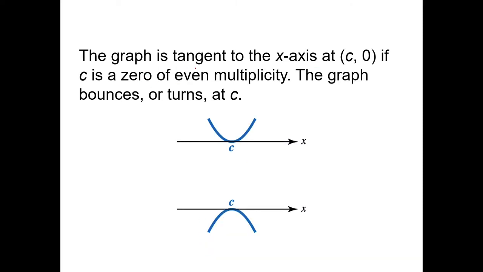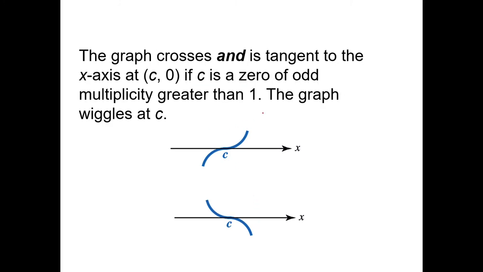The graph is tangent to the x-axis at the point c, 0 if the 0 is of even multiplicity. The graph bounces off or turns at the point c. If we have an even multiplicity, the graph is going to bounce off and turn at the point c. So we have two possible scenarios. It could bounce from the top or it could bounce from the bottom.